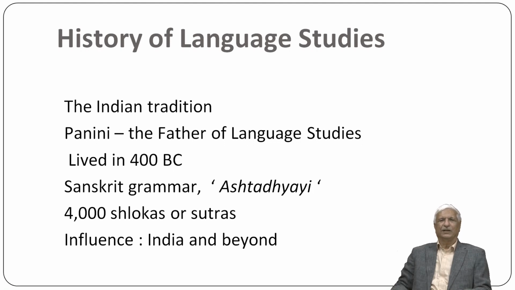Ashtadhyayi is the epitome, the earliest grammar of any language existing in the world. Panini wrote Ashtadhyayi as a grammar in 8 chapters. Ashta is 8 in Sanskrit. Adhyaya is a chapter. Ashtadhyayi, therefore, is now available as the first grammar of any human language to us. And there are 4,000 shlokas or sutras.